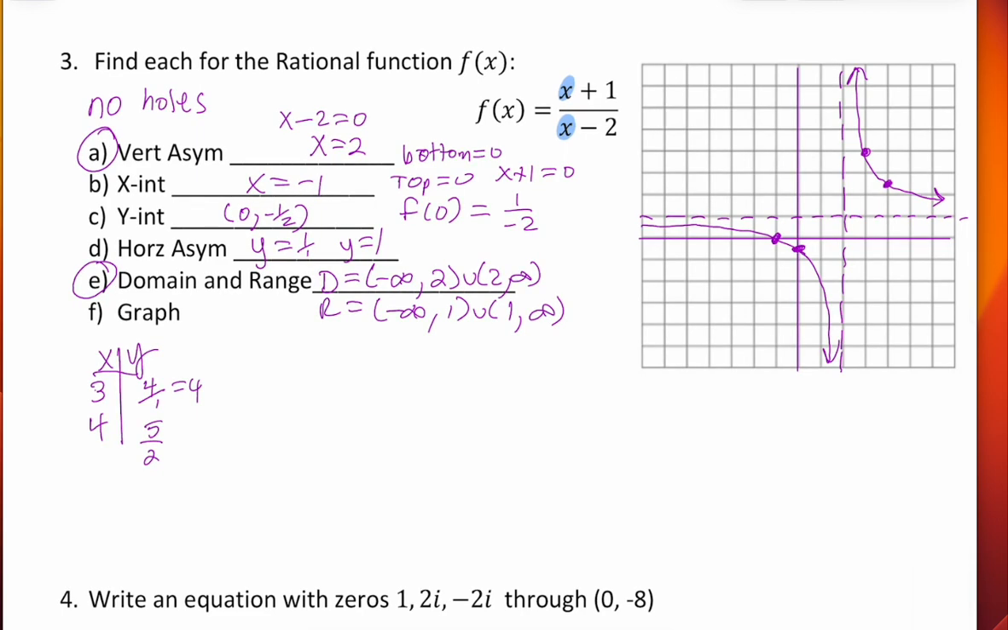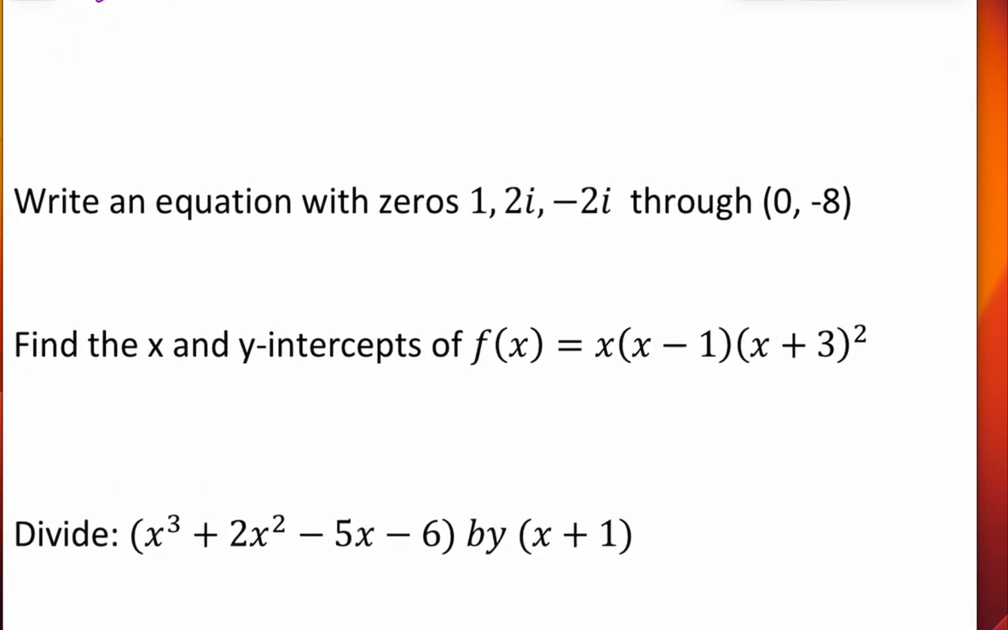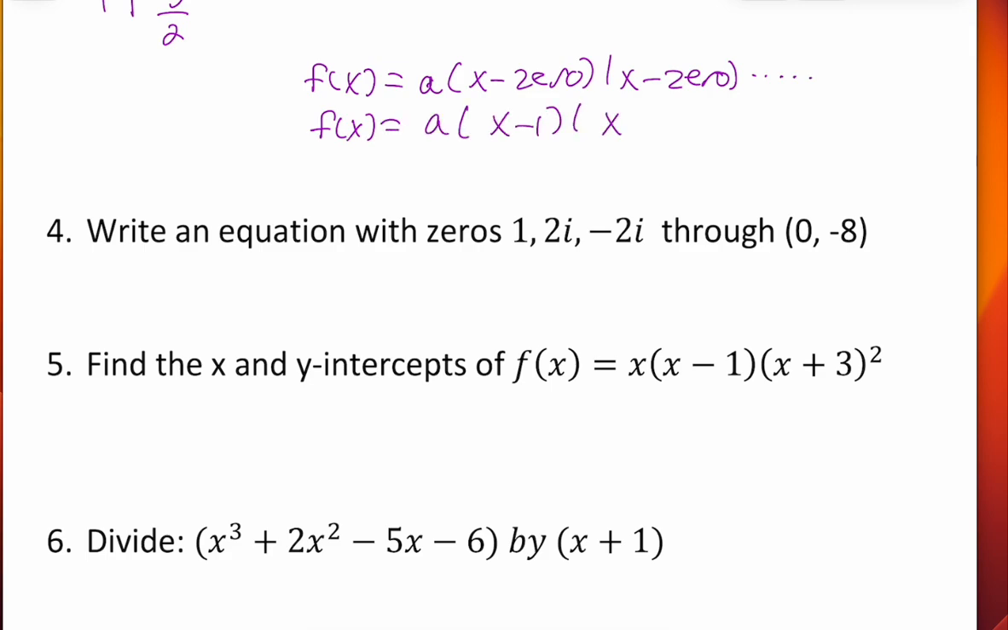Okay, so now let's look at number 4. It says write an equation with zeros 1, 2i, and -2i, and that goes to the point 0, -8. Okay, so what we're going to do is this. First thing you have to remember is you're going to have to memorize the template. It's a times the quantity of x minus the 0 times x minus the 0, however many of those you need. Okay, so first off, just write f of x equals a times x minus 1, x minus 2i, and x plus 2i.